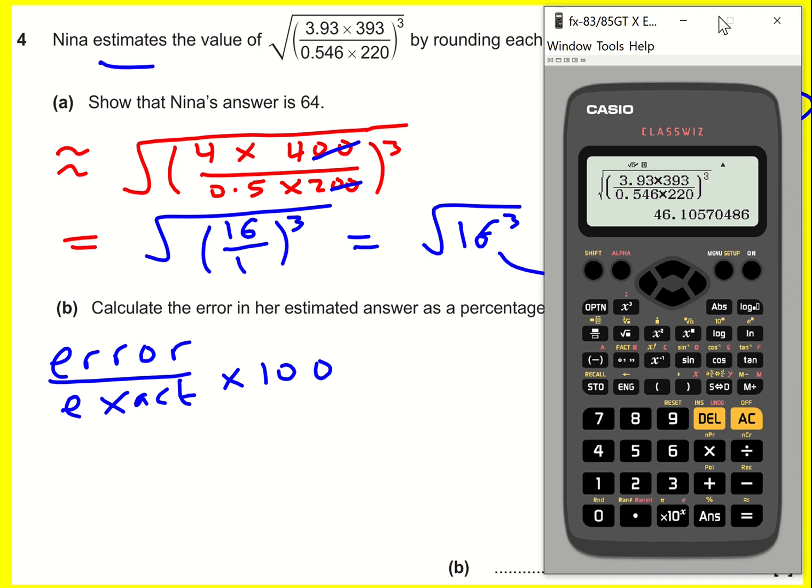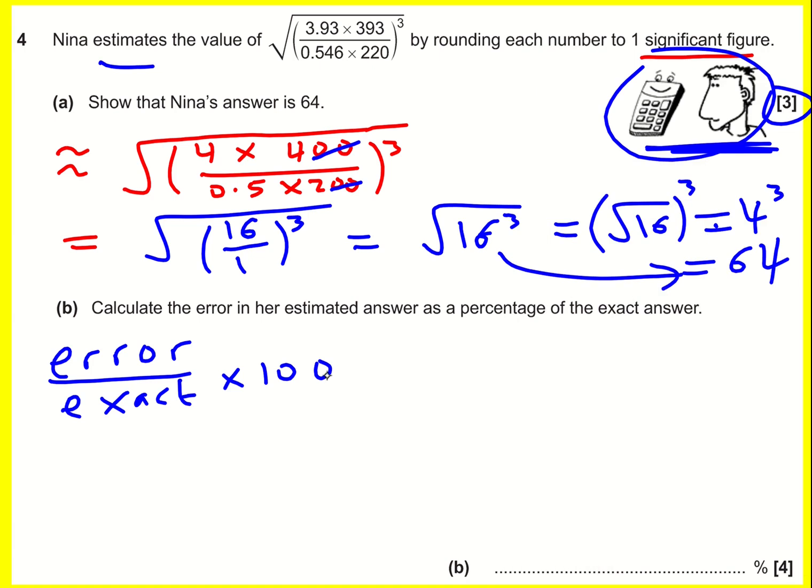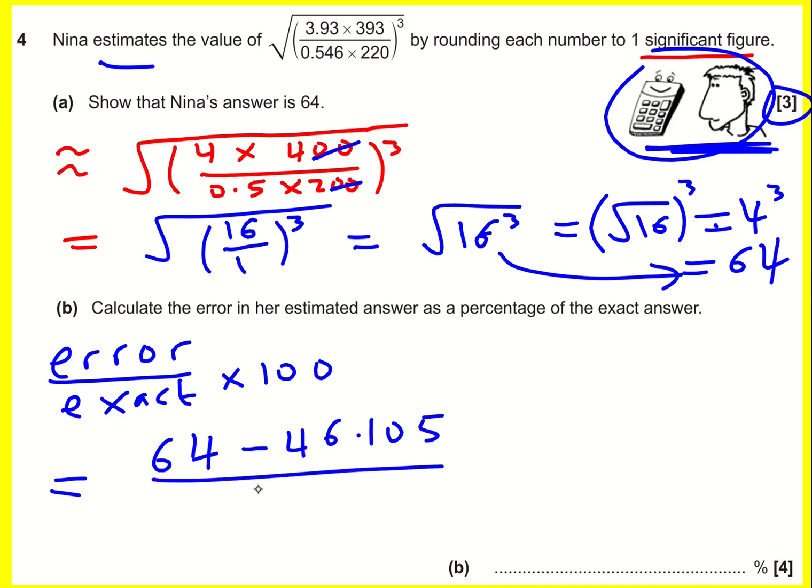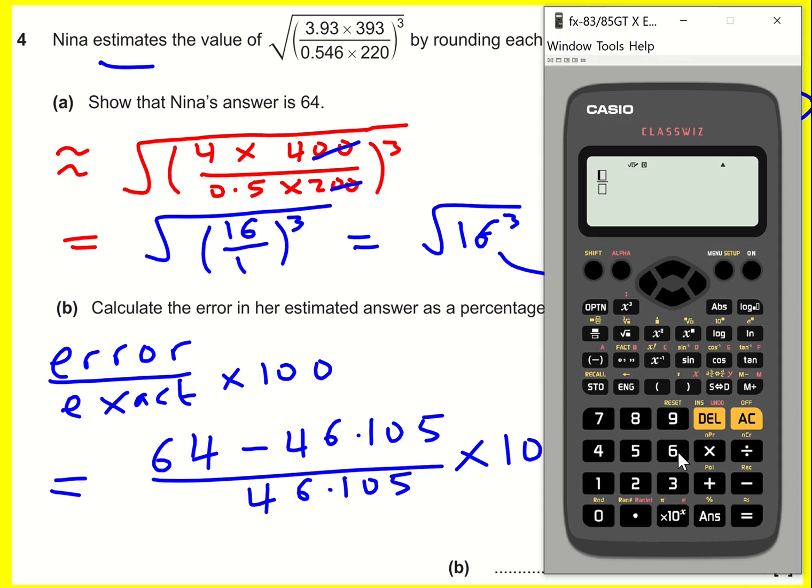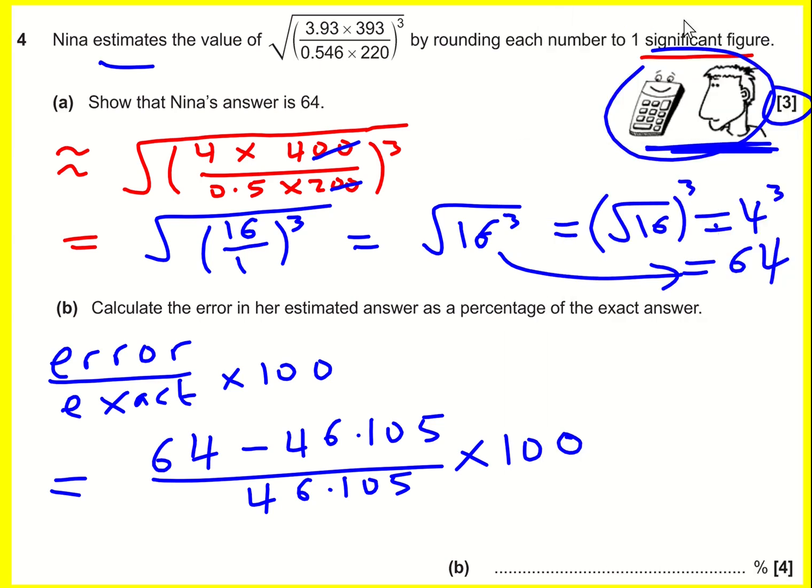That gives us 46.105. So it's going to be 64 minus 46.105. That will give us the error. And then we're going to divide by this 46.105 because that's the exact answer. And we're going to times that by 100. I can use the answer button to keep it exact. And I get 38.811.